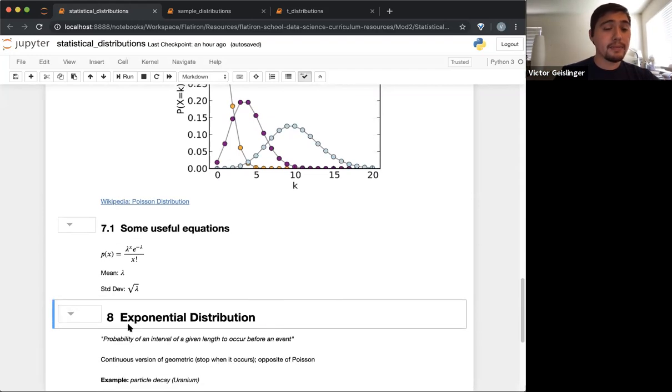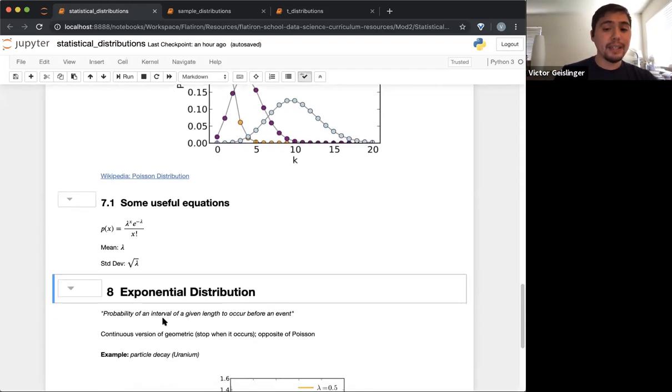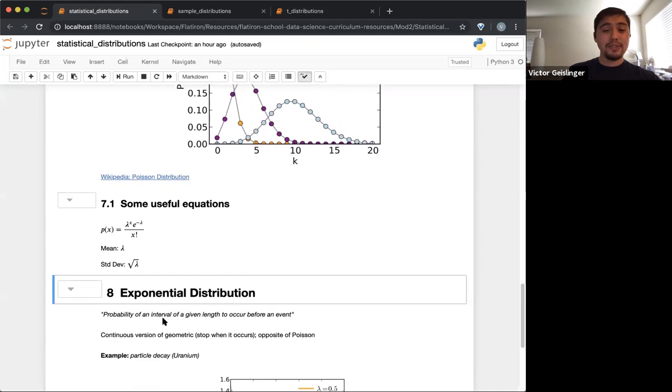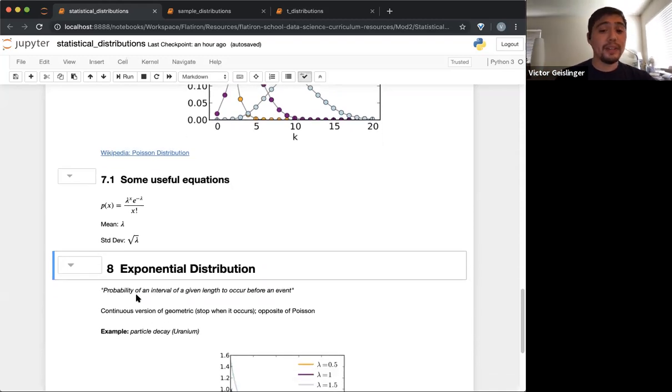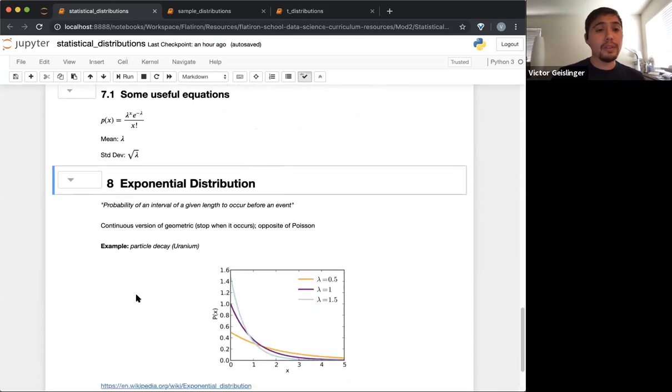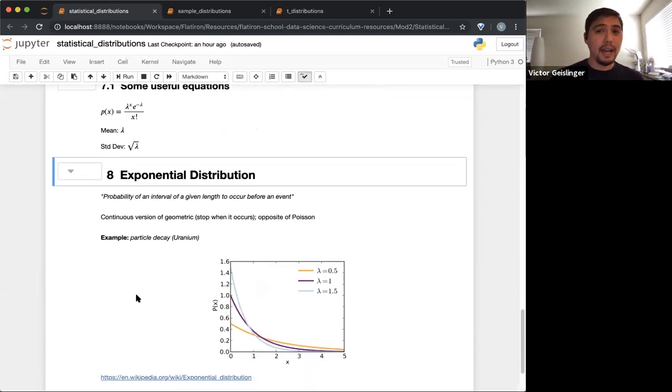And this leads us to the exponential distribution, which is kind of like the opposite of Poisson. One way I've heard it described is as a continuous version of geometric. The way you can say this is the probability of an interval of a given length to occur before an event. So you can think of it like, how long will it take for this to occur?